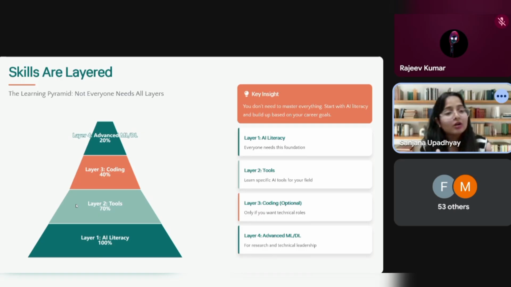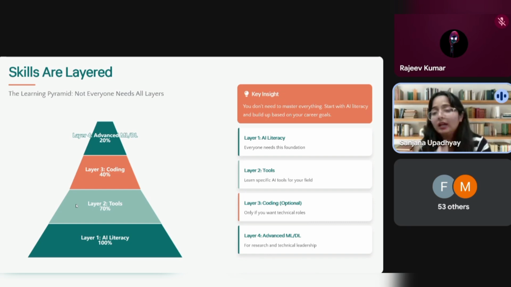Afterwards, along with that, coding is only 40% or less than that. I myself am mediocre at coding, I know a medium level of coding, but I believe that coding is something which you must understand. And then advanced ML and DL knowledge you should have 20%.